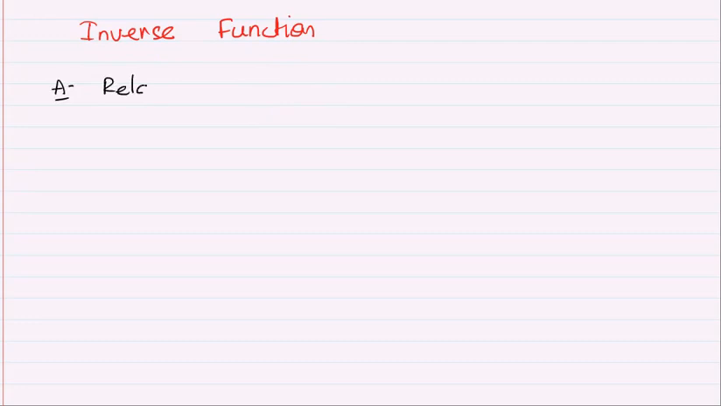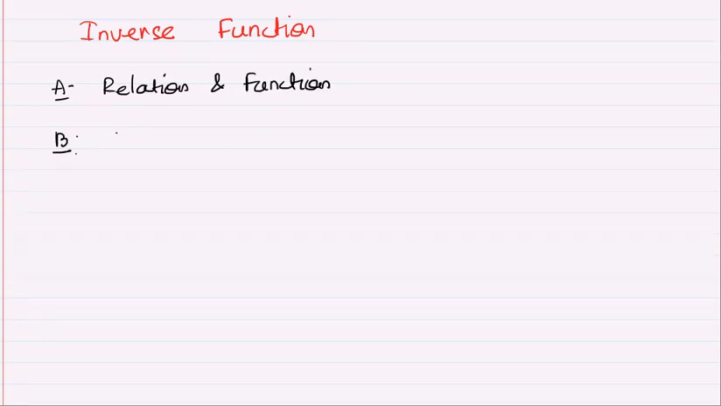Hello student, today our topic is inverse function. So for understanding inverse function, we should be very clear on these five things. What are these five things? First, we should be very clear about relation and function. This difference should be very clear.